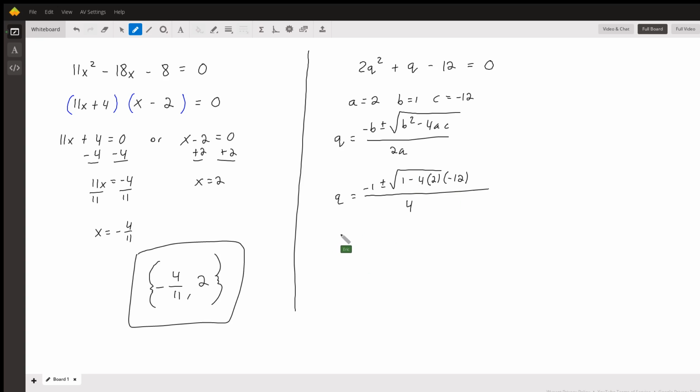Simplifying further, under the radical, we have q equals negative 1 plus or minus the square root of 1 minus 8 times negative 12. And negative 8 times negative 12 is going to give us positive 96. So 1 plus 96 is going to be 97, over 4. And the square root of 97 actually does not break down. So our answer is actually just going to be negative 1 plus or minus root 97 over 4.